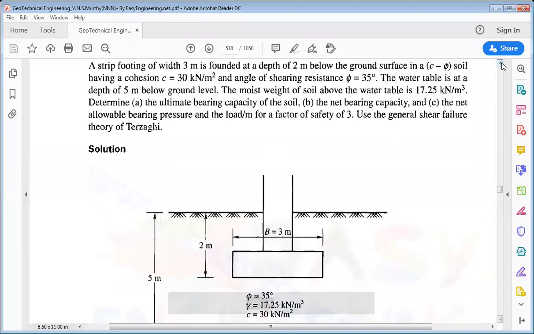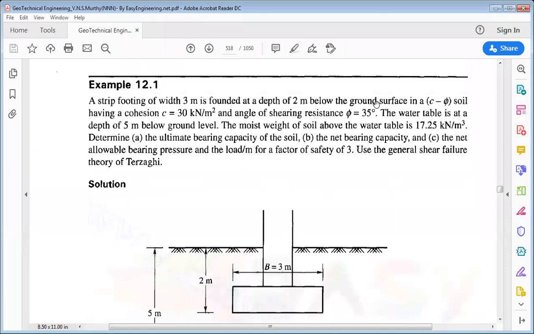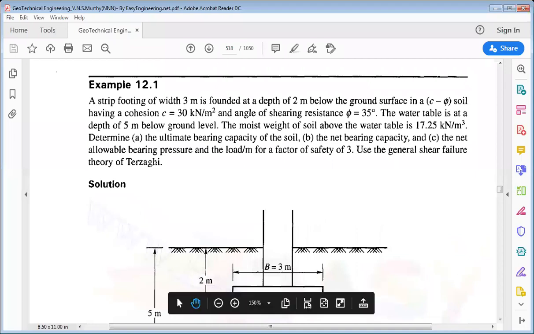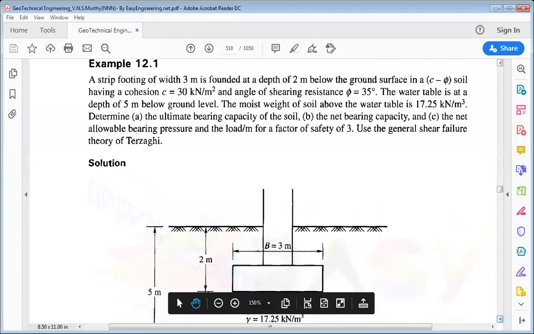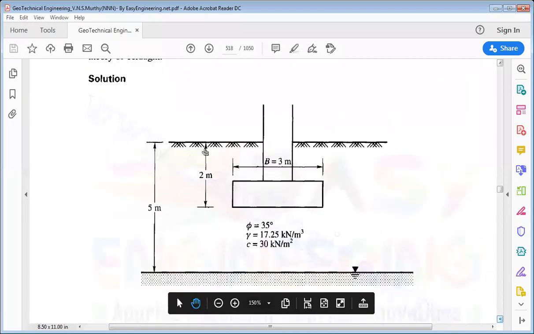It is also given that at a depth of 2 meter below the ground surface in a c-phi soil having cohesion C is 30 kN per meter square and angle of shearing resistance phi is equal to 35 degree. So it is given that the depth of the foundation is 2 meter and phi, that is the angle of internal friction, is given 35 degree.